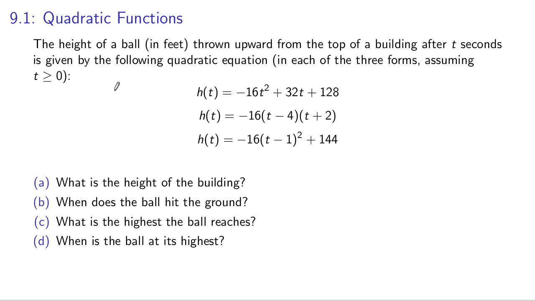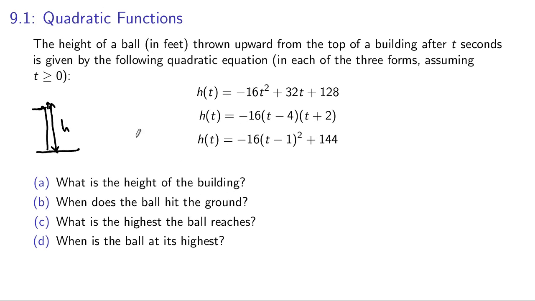The word problem. The height of a ball in feet, thrown upward from the top of a building, after t seconds is given by the following quadratic equation in each of the three forms. We want to assume t is not negative because we're talking about time. So we have a building, there's a person up here, and they throw a ball up. We can then measure the height above the ground of this ball. The height is wherever the ball happens to be at that point in time.